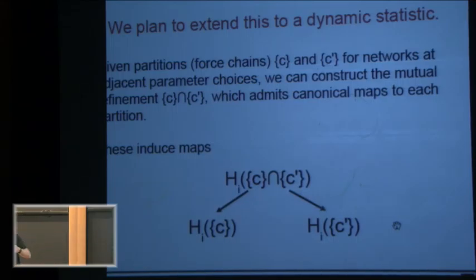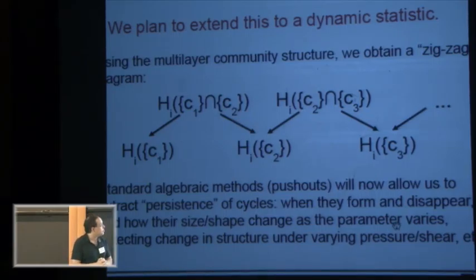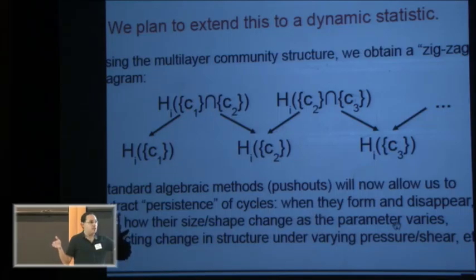And as I vary the pressure, then I can glue them together over time. And there's this notion of zigzag homology in the applied topology community. So we should be able to sew together persistent statistics on cycles as these communities evolve. So this is the step that we are in the process of implementing. But it should give us a nice notion in the time direction of the change in force chain structure that should be consistent with this pressure information that we previously had at the very least. So anyway, that's where we're going.